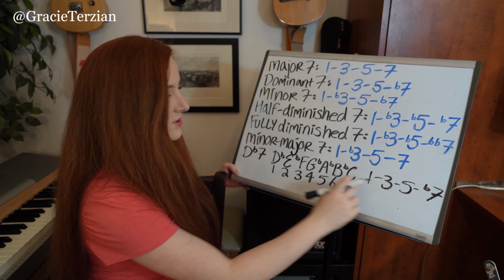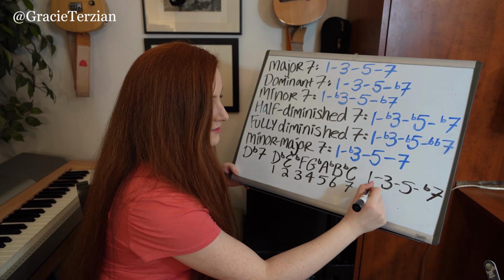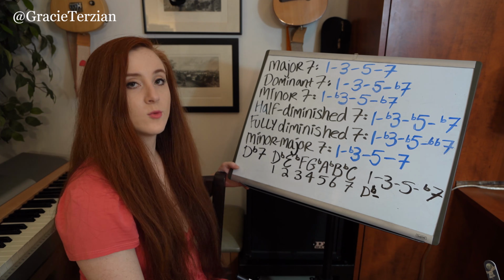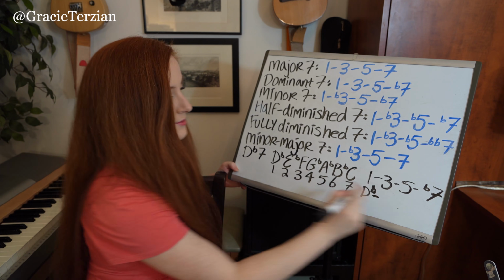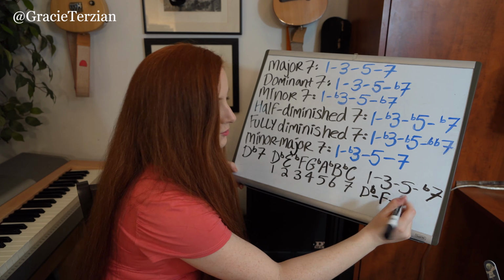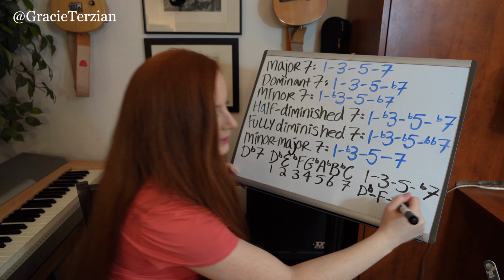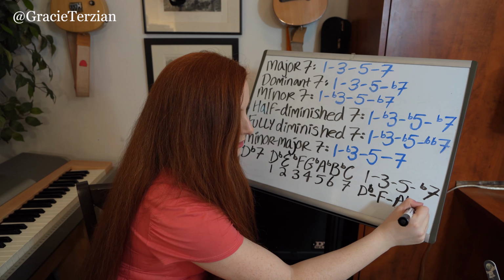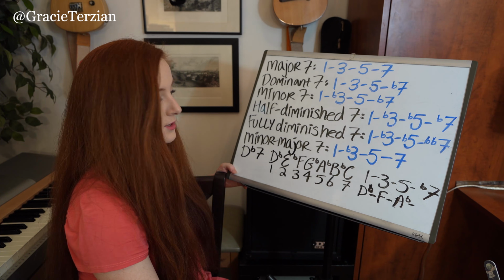Okay, so what's the 1? The 1 is D flat, right? D flat. What about the 3? What's the third degree? F, right? D flat, E flat, F. So F is the third degree. What about the 5th degree? Well, it's A flat, right? A flat, okay. So we have D flat, F, A flat, and then what's the flattened 7th?